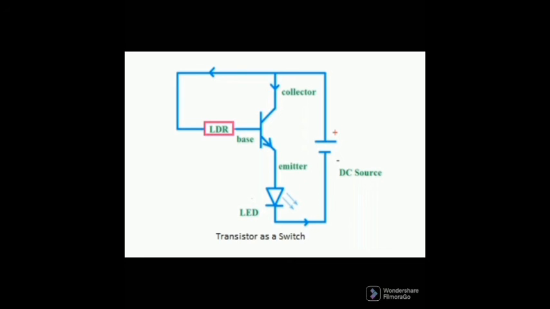To operate the transistor as a closed switch, we have to give a voltage across the base terminal of the transistor. You can see an LDR, light-dependent resistor, is connected with the base terminal, so when light is applied on the LDR, its resistance will decrease and it allows the flow of current. As it does, a voltage will be applied across the base terminal. Once the voltage is applied across the base terminal, the transistor will act as a closed switch and allow the flow of current, so the LED will glow.